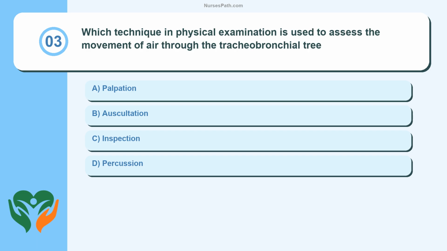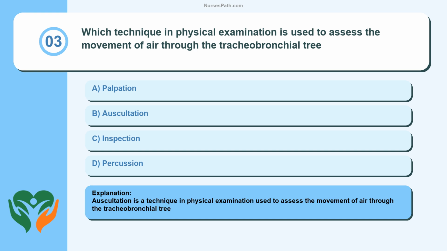Question 3. Which technique in physical examination is used to assess the movement of air through the tracheobronchial tree? Palpation, auscultation, inspection, percussion. Auscultation is a technique in physical examination used to assess the movement of air through the tracheobronchial tree.